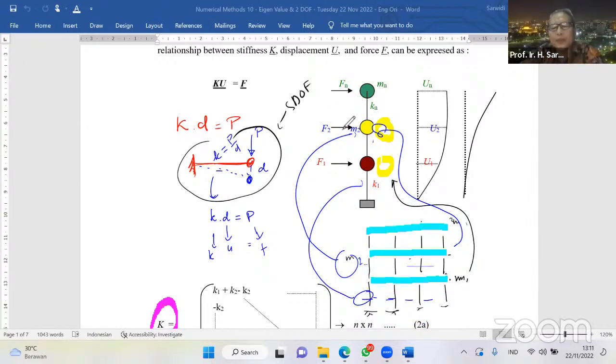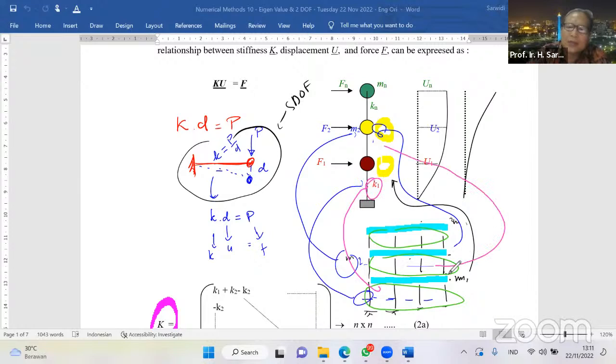Okay, and in this very simple model there is a group of columns supporting the system. So for example, for the first story we put this as K1. The second one is K2 here. The third is K3, etc. So these are the stiffness values of each of the stories actually.